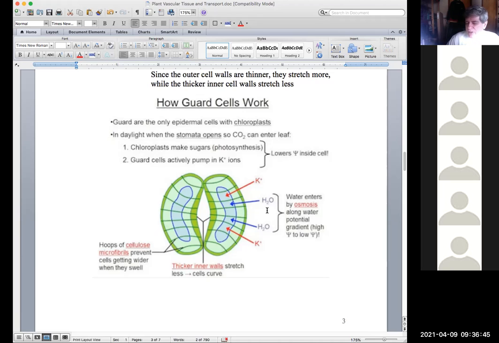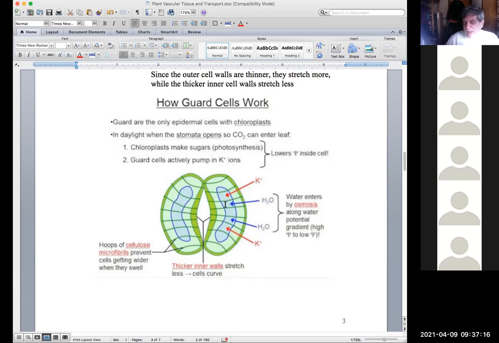So what happens is when water is plentiful in the plant, the guard cells pump potassium ions into their central, well, first into their cytoplasm, then into the central vacuole. If we put potassium ions into the central vacuole, that lowers the concentration of water. So now water will diffuse into the cytoplasm and then into the central vacuole.